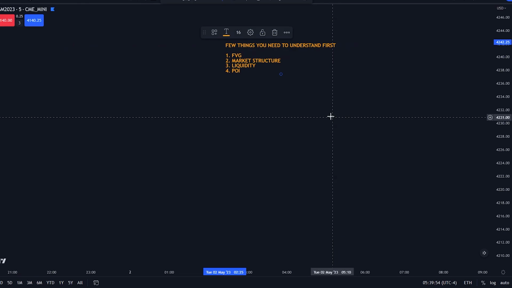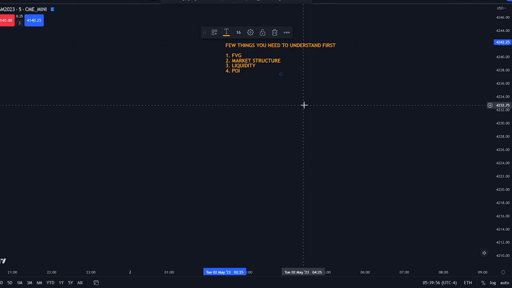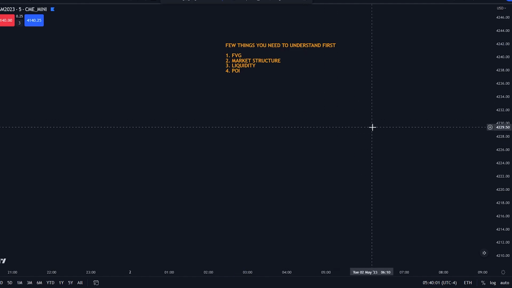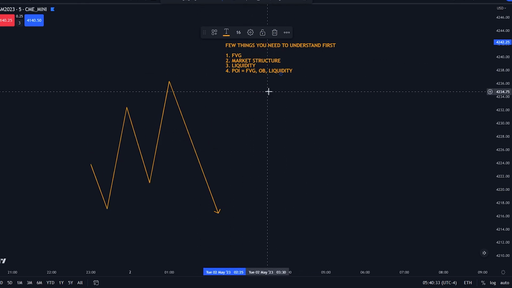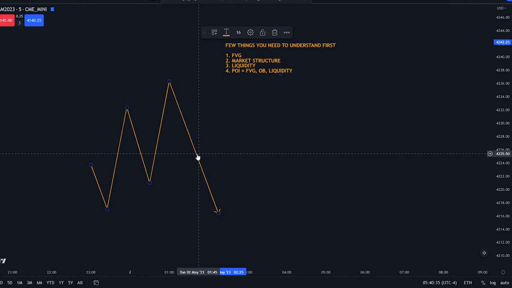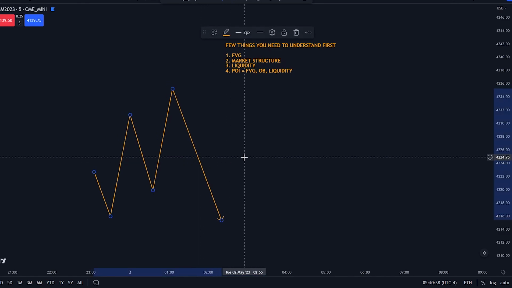And now POI. What does POI mean? It's point of interest. And now I'm talking about higher time frame point of interest. POI can be anything of these things. It can be a fair value gap, order block, or liquidity on a higher time frame. And what is higher time frame? It can be anything from 5-minute to 4-hour or daily chart. If you're trading on the 1 minute, so basically anything higher than 1 minute. But if you're trading on 1 minute, I would recommend 5-minute and higher.